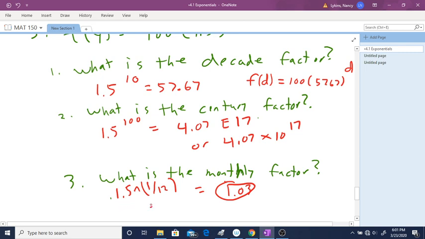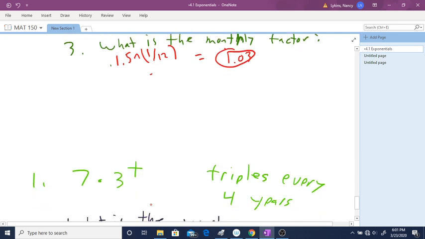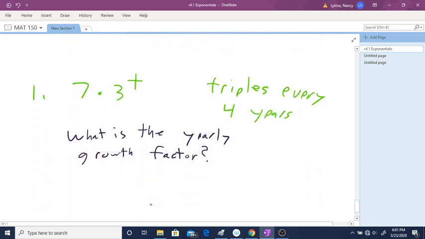Okay, now my final one. It's going to give you a problem. In this case, it's 7 times 3 to the t power. In this case, the 7 is my initial value, and it's saying it triples every 4 years. So all it's asking you, though, is the yearly growth factor. What is the yearly growth factor? So the 7 is our initial. It's just giving us some extra information that we do not need for this problem.